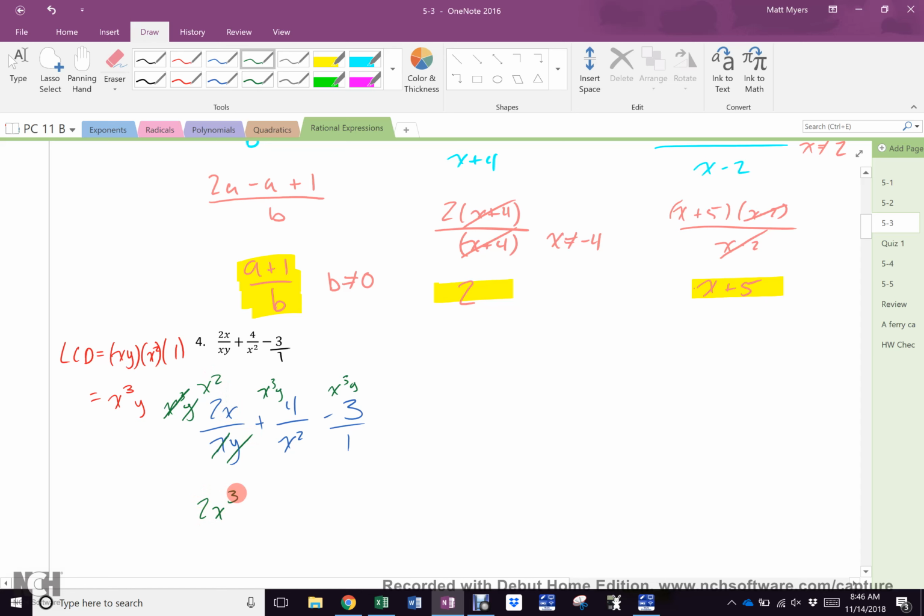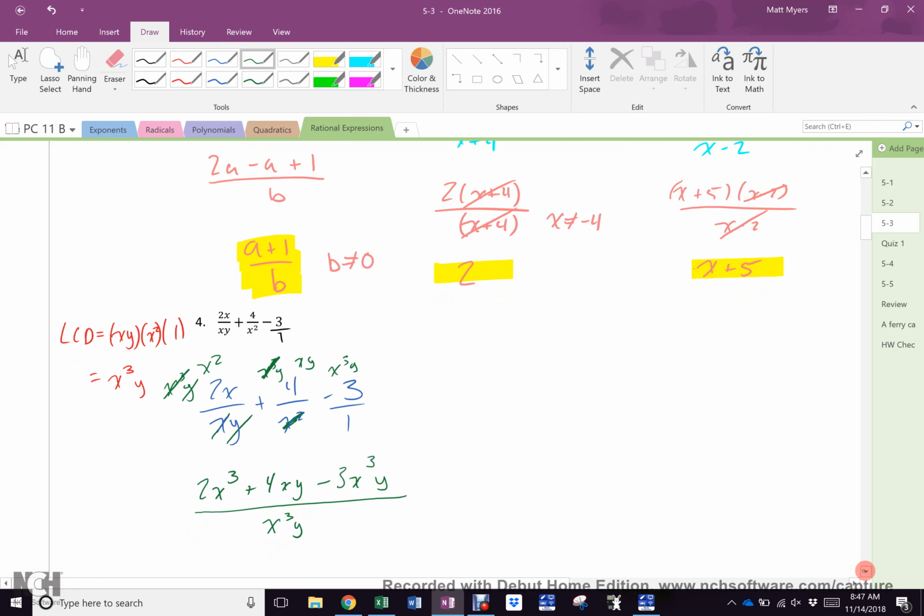2x cubed. What's going to happen here? Not quite the same thing. X will be there, 1x will stay, and y will stay. So I'm going to have xy. So that is going to be plus 4xy, correct? Okay, what's going to happen here? There's nothing, so it's minus 3x cubed y, all over x cubed y.